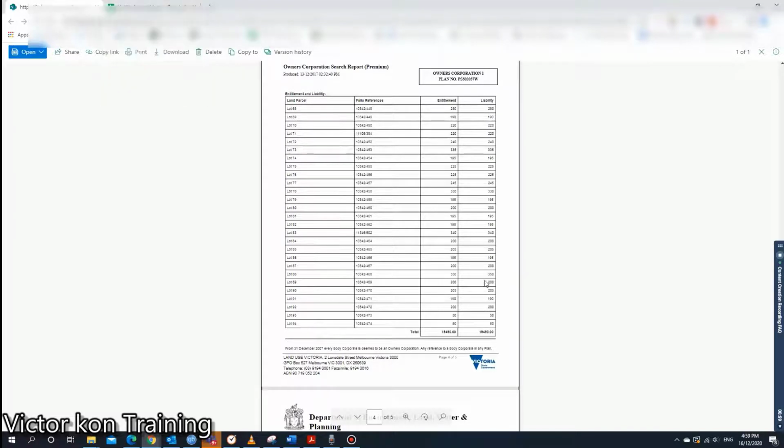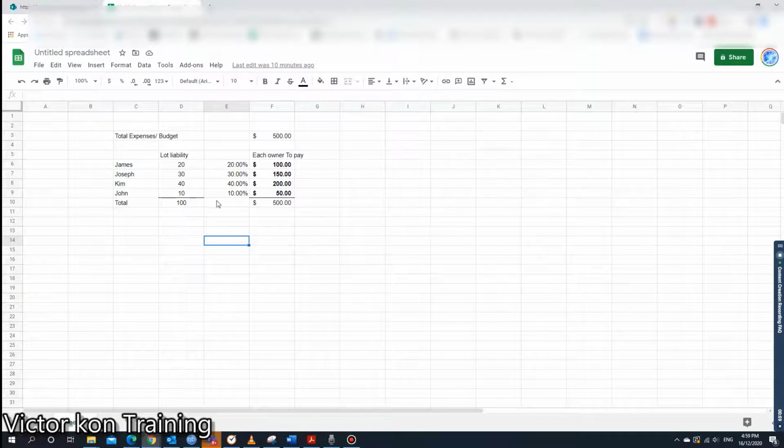Hard to work out how much you should pay. But let's look at a simplified version. We've got this property, a building with only 4 apartments or 4 unit townhouses, building A, let's call it. Owner 1 is called James, owner 2 Joseph, then Kim, and John.